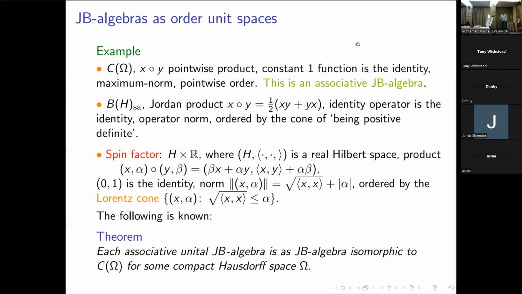So that's a Hilbert space times the reals. And as a product, we have this product here, and (0, 1) is the identity. We can use this as a norm. And the order that we get is the Lorentz cone. So those are everything where the square root of the inner product is below alpha. And if you do this for H being R2, then it turns out to become the circular cone, so the ice cream cone, the usual cone. So that is an example of such a spin factor.